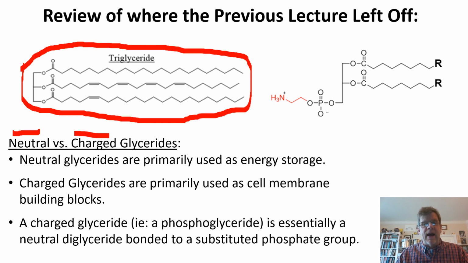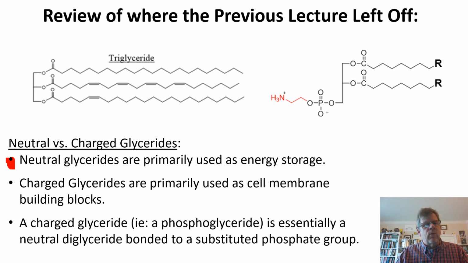Charged glycerides do have charges on them, but we find that neutral glycerides are primarily used for energy storage, and that's what we looked at last time, in which these triglycerides mainly are held within adipose cells, adipose tissue, which is essentially fat tissue, which can then be accessed by animal systems if an amount of energy is ultimately required there. So that was where we were looking at for neutral glycerides.